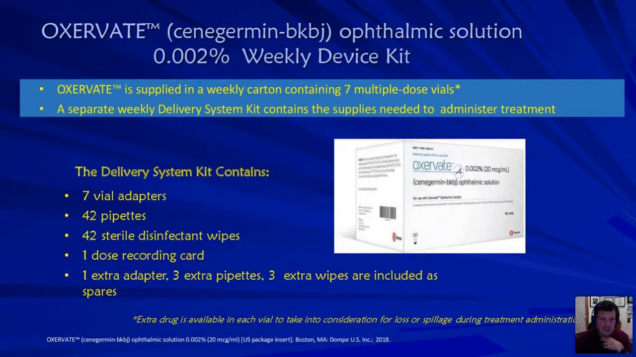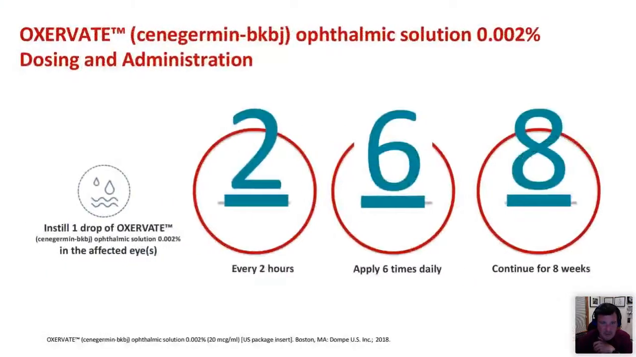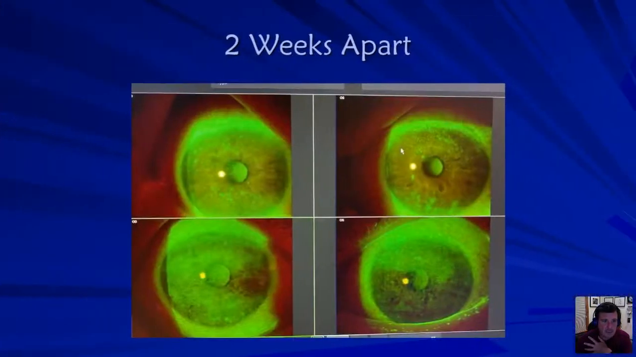And here's the Oxervate kit. Again, 7 vial adapters, 42 pipettes, the disinfecting wipes out there. And the patient gets it mailed to them every 2 weeks. And then they instill it into their eye. It just takes them a little bit to get used to. You train them in the office, and then they use it. There's that every 2 hours, 6 times a day for 8 weeks.